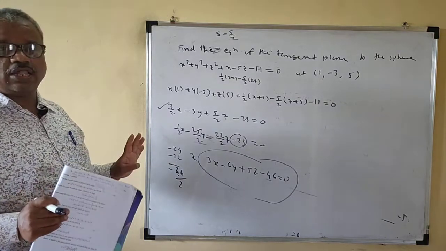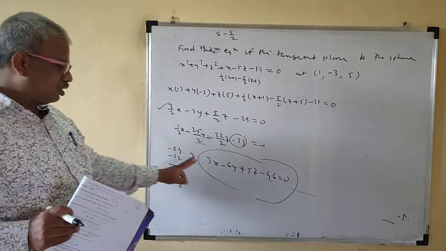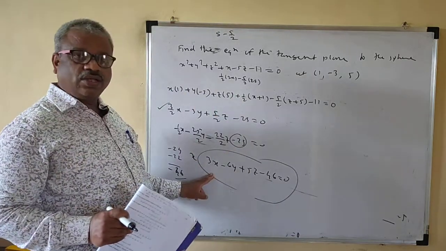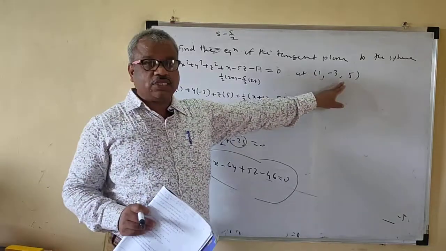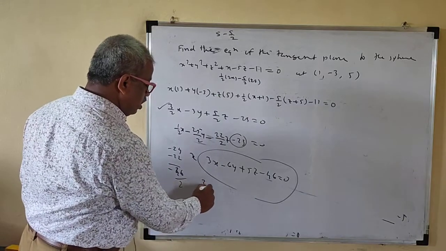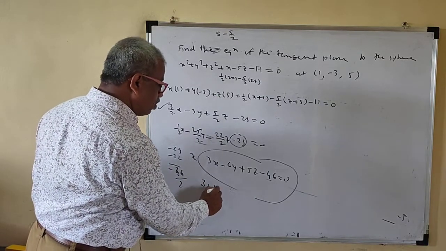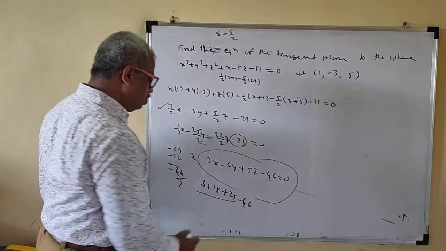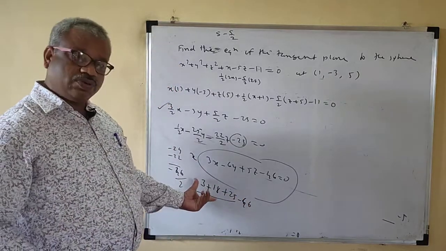So one thing is also you can check for this one. If this is complicated, then check your options which satisfy this point. So see this, this is 3 minus 18 plus 25 minus 46. Is it equal to 0? Yes, this is equal to 0.